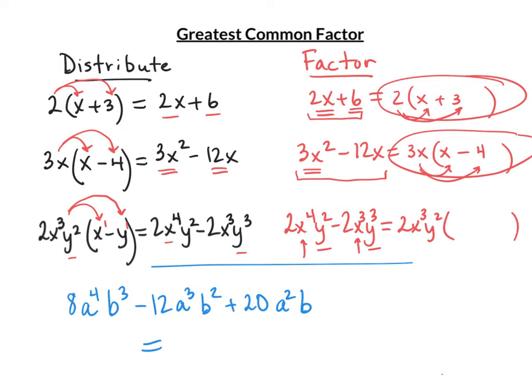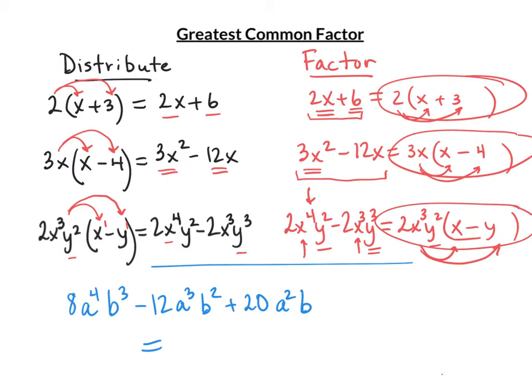Then just like the previous two examples, I think distributive property. 2x cubed y squared times something makes 2x to the fourth y squared. I need another x to make x cubed x to the fourth. Minus 2x cubed y squared times something makes 2x cubed y cubed. I need another y to make y squared y cubed.